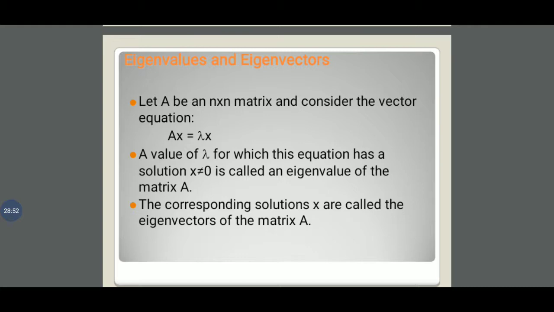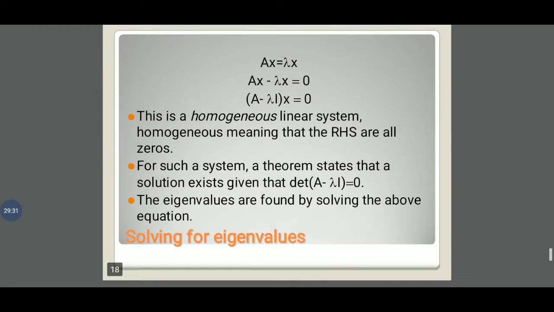Similarly, the corresponding solutions x are called eigenvectors for the matrix A. For lambda to be an eigenvalue, it must satisfy this equation with x not equal to 0. That is the condition for lambda, and the corresponding solution for that lambda, that is our x, is the eigenvector for the matrix. This is eigenvalue and eigenvector.